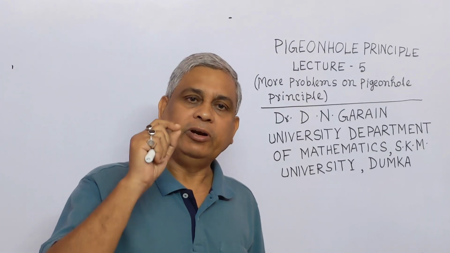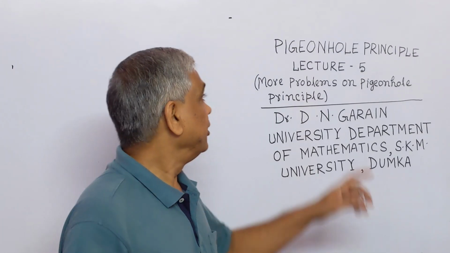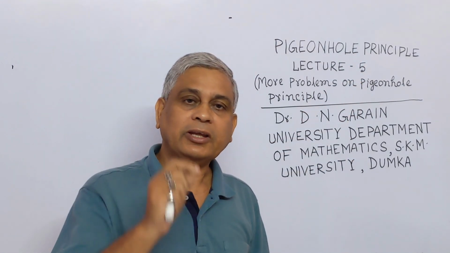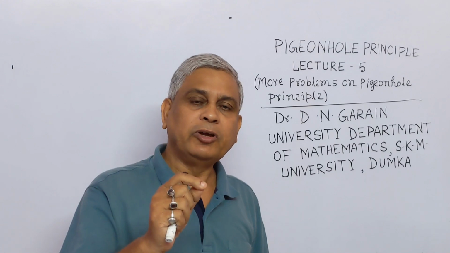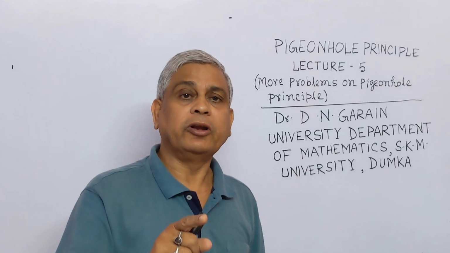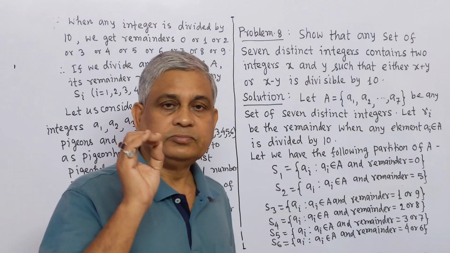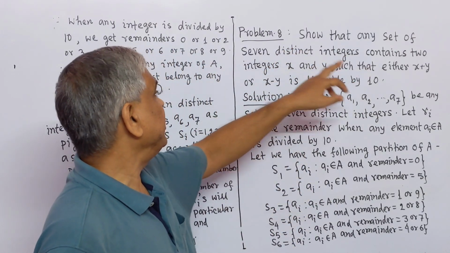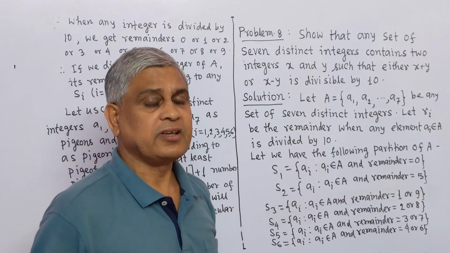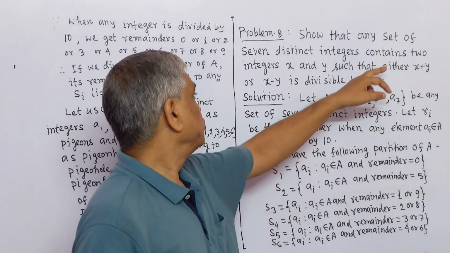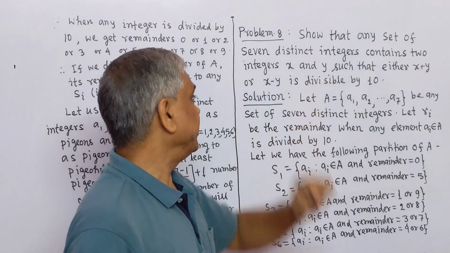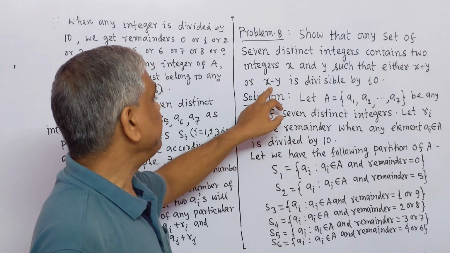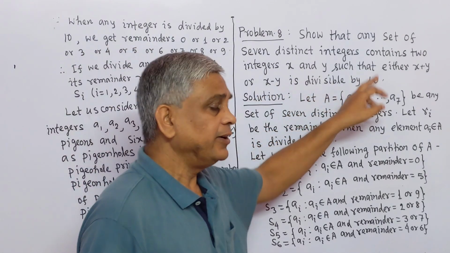Today, I will deliver lecture number 5 on the Pigeonhole Principle, in which I will solve more problems on the Pigeonhole Principle. Now we solve a problem. The problem is to show that any set of 7 distinct integers contains 2 integers x and y such that either x plus y or x minus y is divisible by 10.